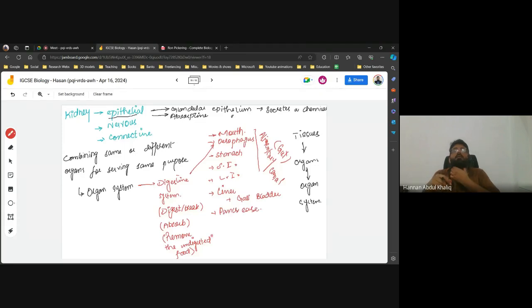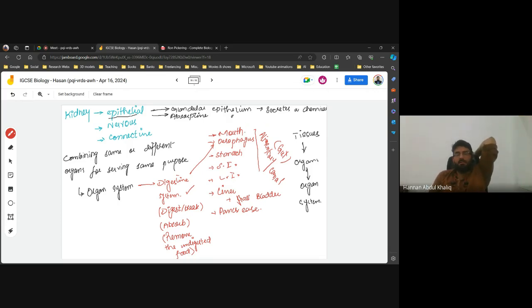Why did I separate these organs? Because basically the food does not pass through them. They help in digestion, no doubt, but food does not pass. That is why they are not involved in the alimentary canal or gut, but yes, they are involved in the digestive system.